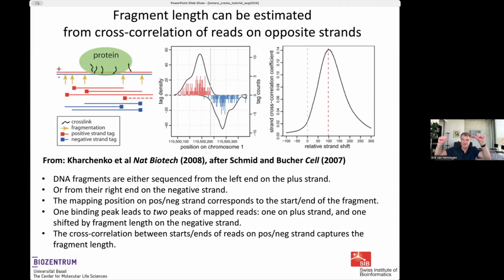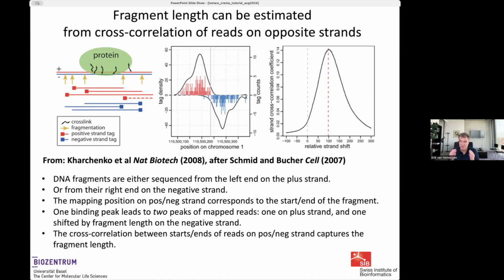So basically the idea is that if you have fragments of, let's say, 200 base pairs long, and there is some area in the genome that is highly enriched, so you get lots of fragments of size 200 from this area, then half of them will be sequenced from this end, and half of them will be sequenced from the other end. And so you're going to get two neighboring peaks on the genome, one on the positive end, and one shifted by the fragment length on the negative side of the DNA, all right?